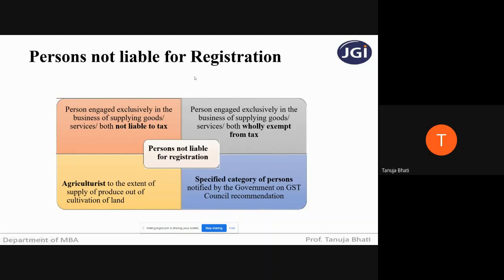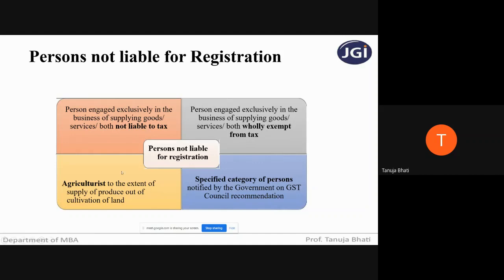So this person not liable for GST is covered under section 23 that we have already seen. If they are engaged completely in supplying those goods or services that are not liable to tax, they are not required to take GST registration. Suppose, as we know, healthcare services are exempt from GST. So if any hospital is just providing those services which are covered under healthcare services, then they are not required or liable for registration under GST.